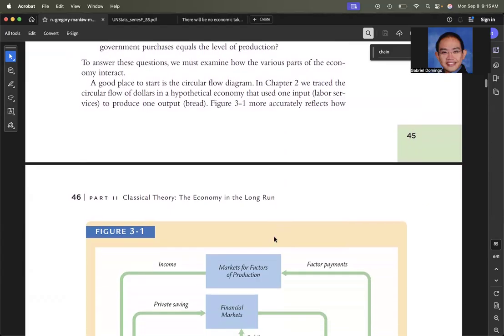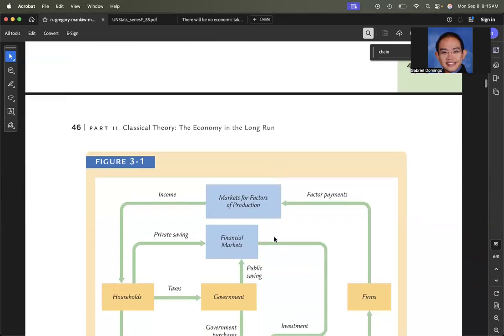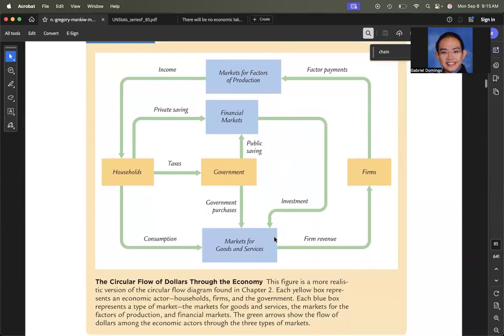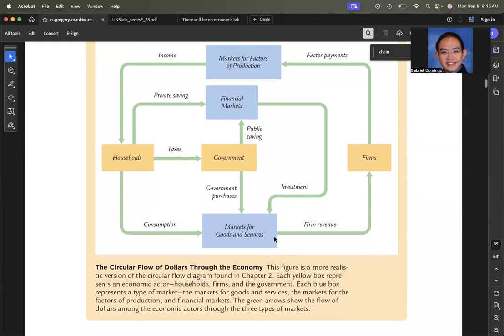All right. So before we get cracking on those questions, let's remind ourselves of the circular flow diagram, of which this is the example. So this example is a more realistic version. I'm reading through the caption of the circular flow diagram found in chapter 2. Each yellow box represents an economic actor. So now you've got households, the government, and then firms.